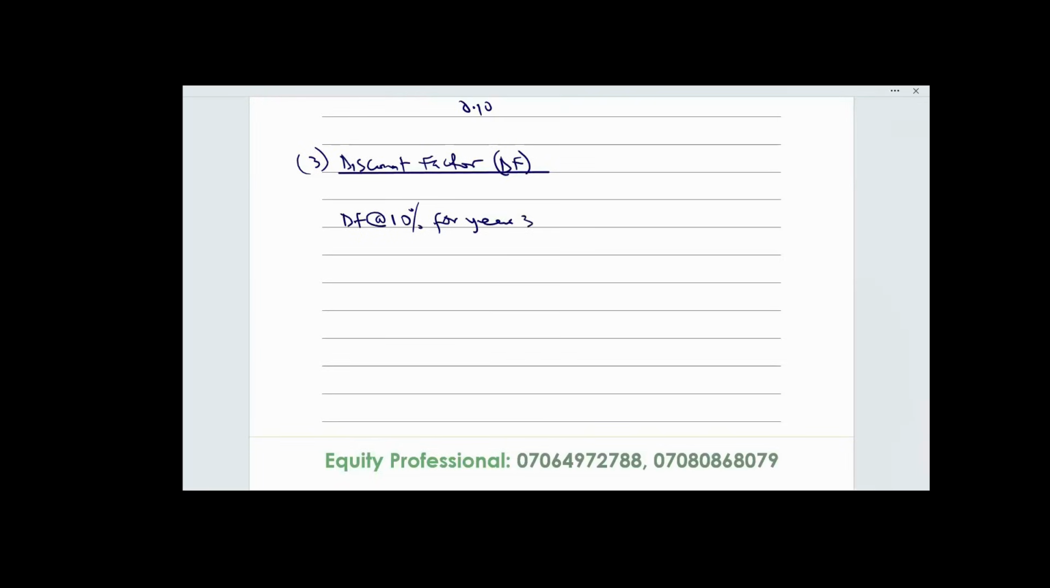For year 3, let me write out the formula first. Discount factor is equal to 1 plus R raised to power minus N. So discount factor at 10% for year 3 will then be equal to 1.10, where 10% is the discount rate, raised to power minus 3. So this will give us 0.751.